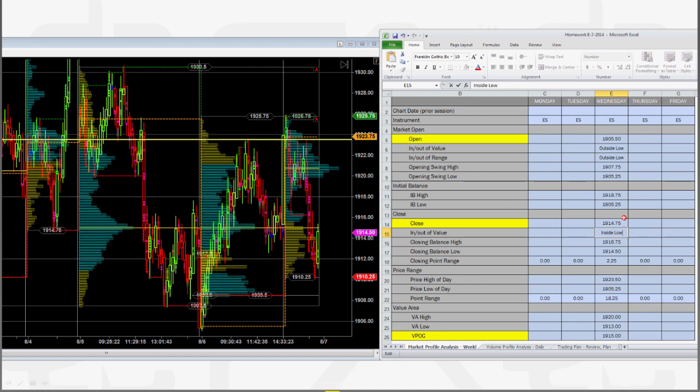And this is going to start giving me context for my analysis of the day. My closing balance, or closing swing high, closing swing low, what was that point range? 2.25 points is not significant, it's about average.